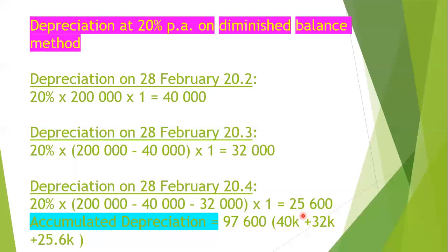So now we look at what is the accumulated depreciation in terms of the diminishing balance method. Okay, you're going to add the 40,000, which is this. You're going to add the 32,000, which is this. And you're going to add the 25,600, which is this here. And when you add all of them up, you're going to get 97,600.